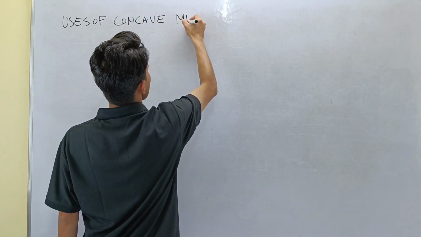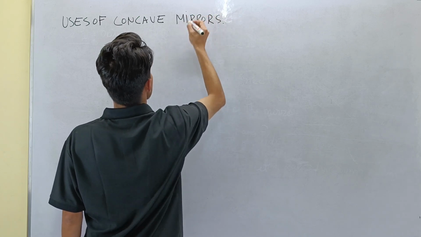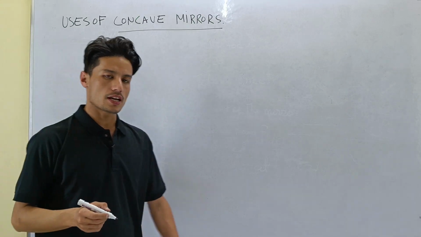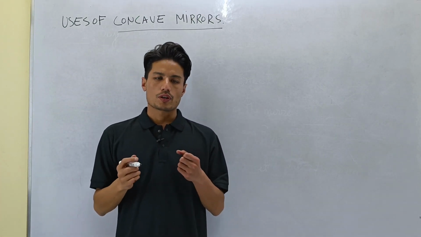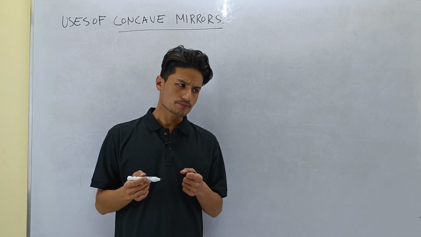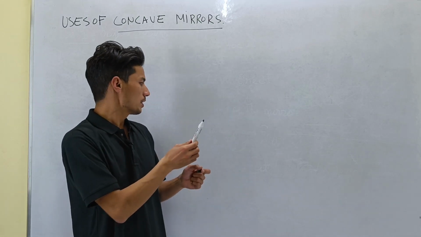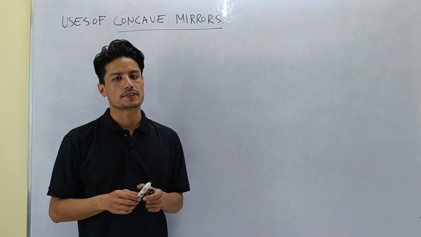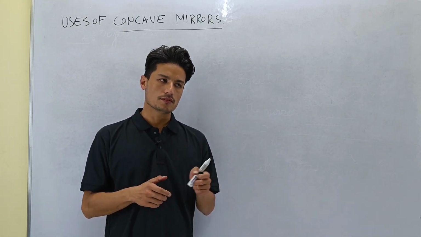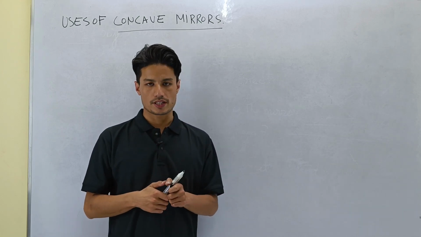Concave mirror. So now remember this, that the image of an object appears bigger in a concave mirror, and the image of an object appears smaller in a convex mirror.